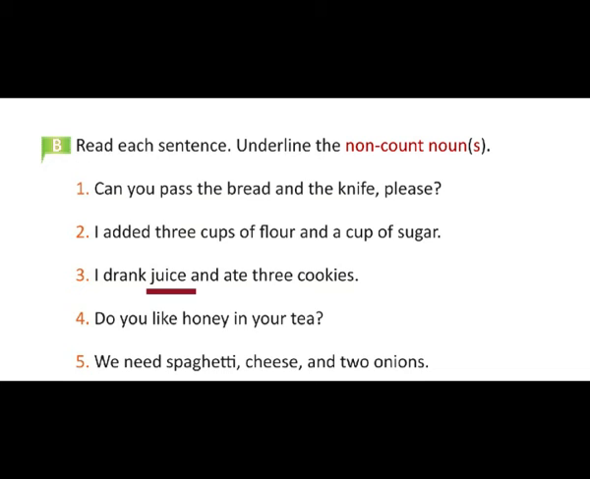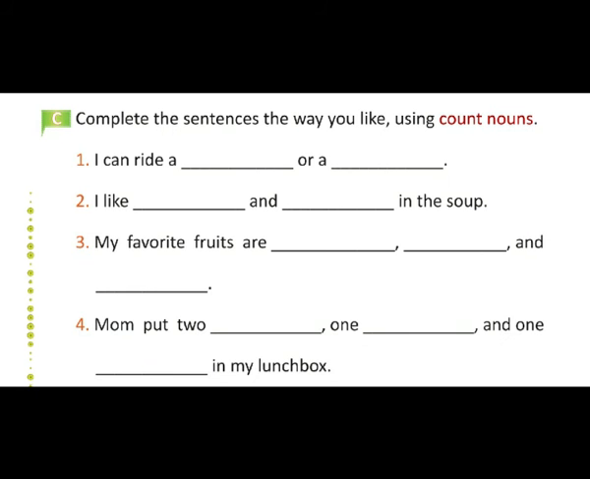Number 4. Do you like honey in your tea? In this sentence, I have 2 uncountable nouns. Honey and tea. Number 5. We need spaghetti, cheese, and 2 onions. Also in this sentence, I have 2 uncountable nouns. Spaghetti and cheese. Exactly. I have to underline these 2 words.